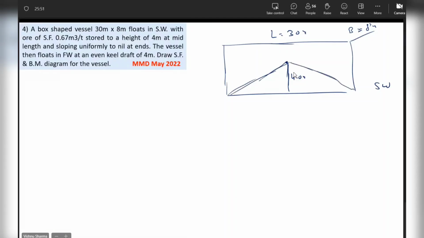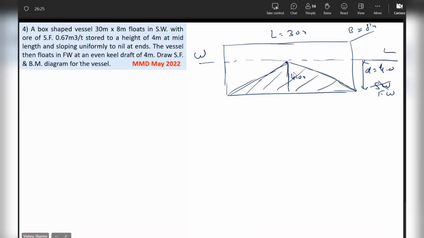That means we are seeing the side elevation of this vessel, beta. This is how the cargo is. This is the cargo. The vessel then floats in fresh water. It floated earlier in seawater, never mind, but now it floats in fresh water. The vessel then floats in fresh water at an even keel draft of 4 meters. So 4 meters will be in line with this WL, this is a freshwater draft of 4 meters.